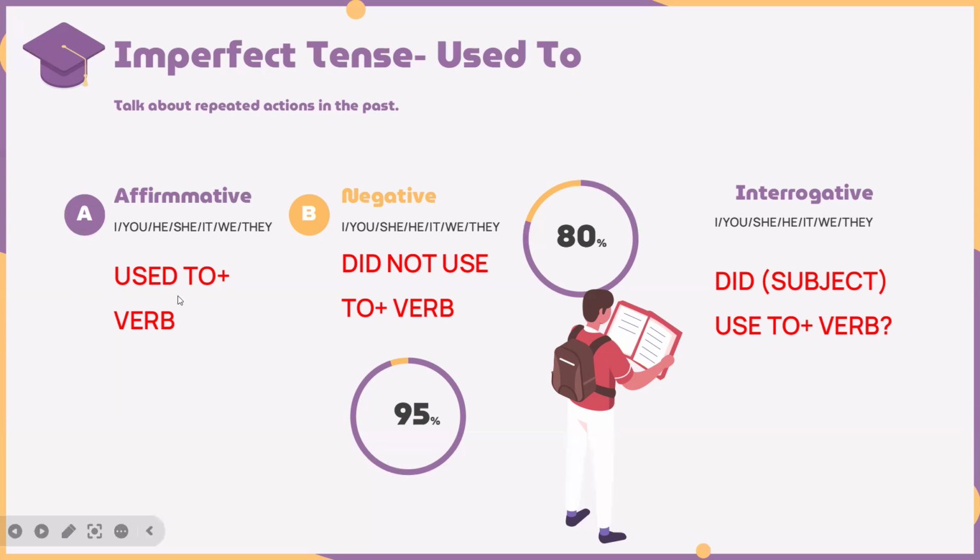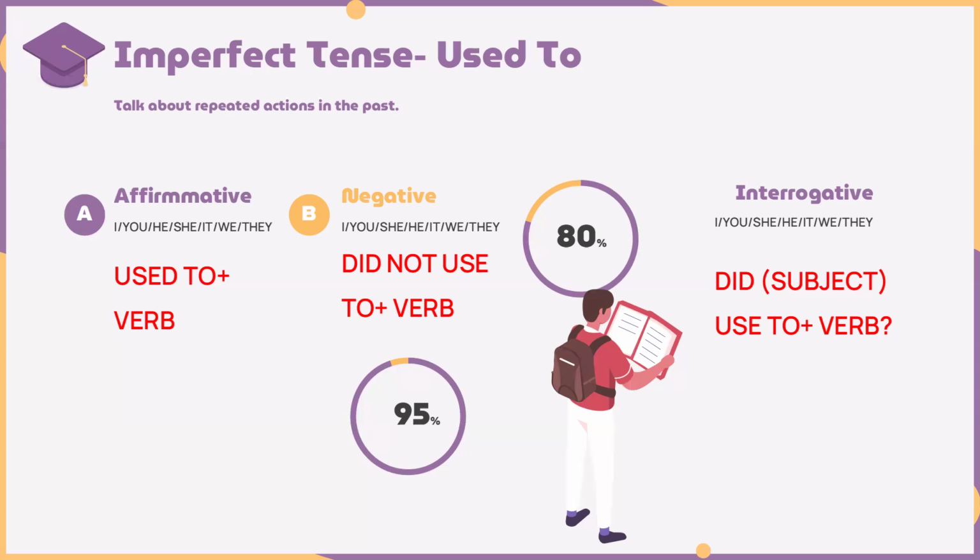I used to play soccer with my friends. So I, the subject, used to, and then play soccer with my friends. If someone were to tell you this sentence, then immediately you would get the idea that this is something that they used to do a long time ago in the past, probably when they were a teenager or when they were a child. I did not use to play soccer when I was a child.